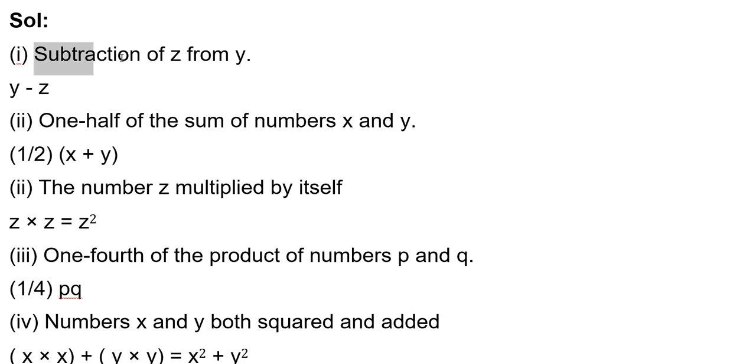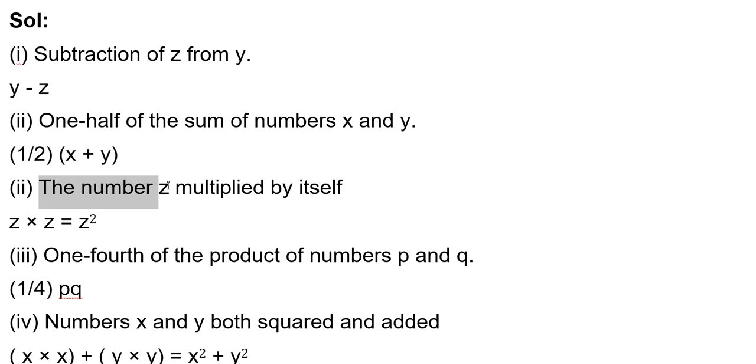Solution. First one, subtract z from y: y minus z. This is the solution. Okay. One half of the sum of numbers x and y. One half means 1 by 2. Sum of x and y means x plus y. So 1 by 2 into x plus y.